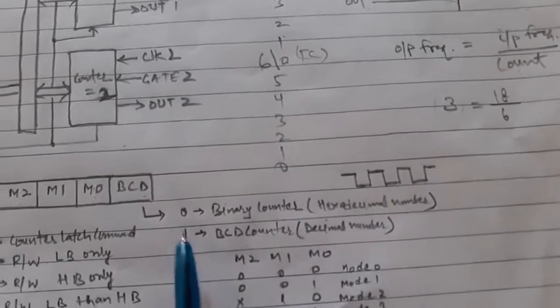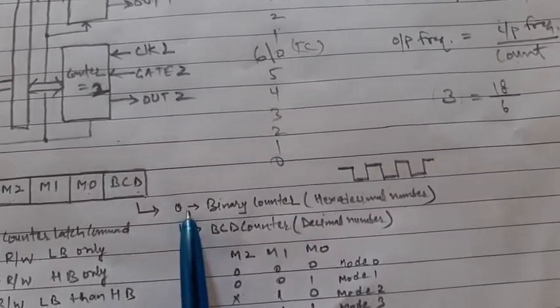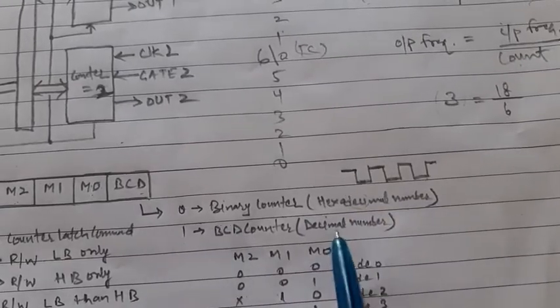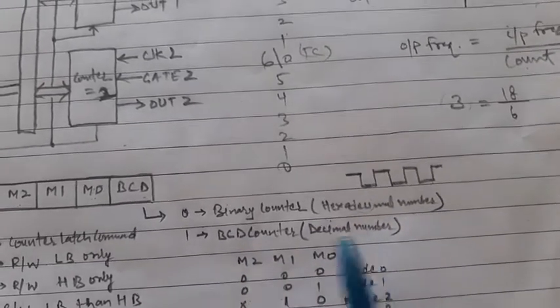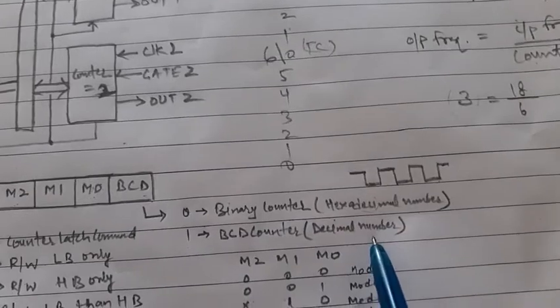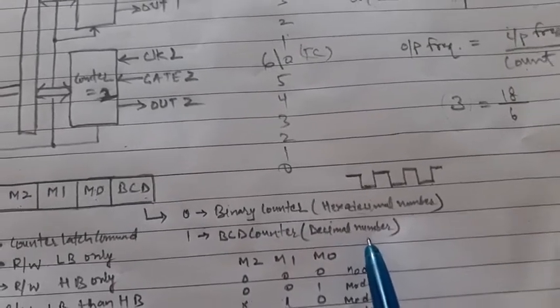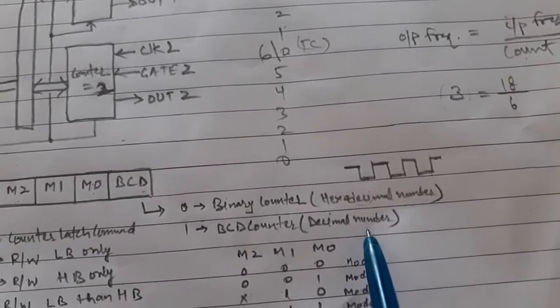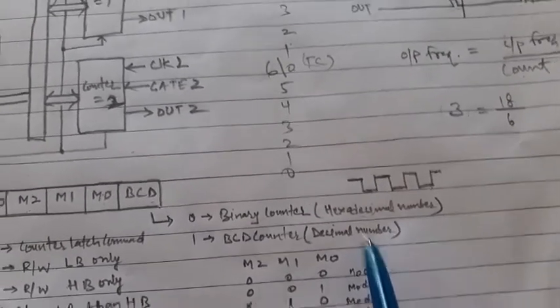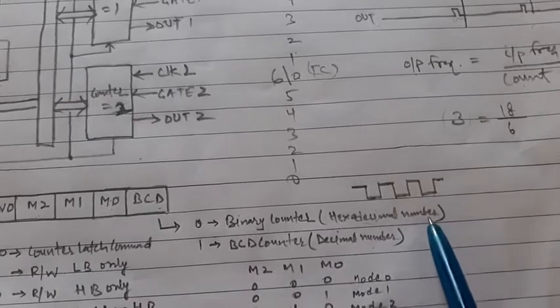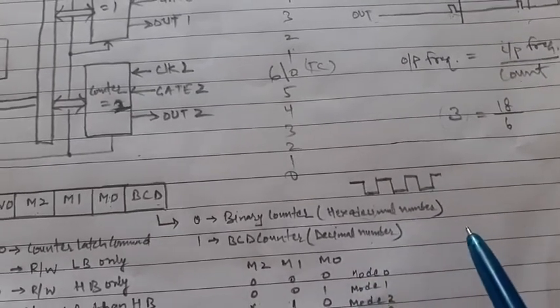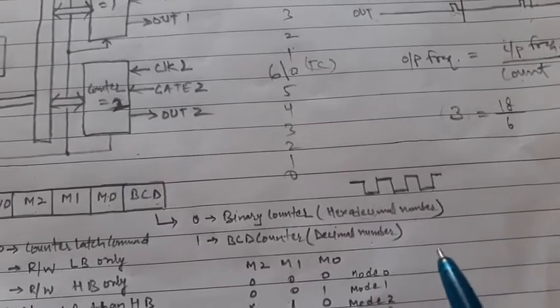So if I put 0, hexadecimal numbers will be used, and if I put 1, decimal numbers will be used, but there is a limitation of decimal numbers: the count should be equal to or less than 9999. If the count is more than 4 digits, then we need to use hexadecimal, so first we need to convert that count into hexadecimal. I will tell you this through an example.